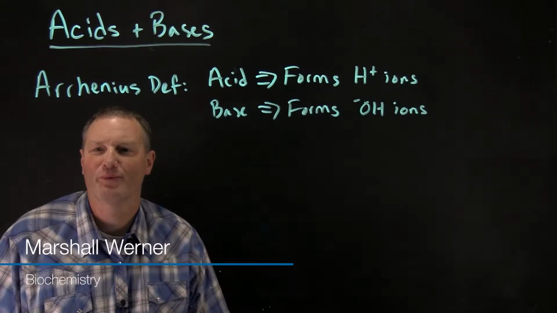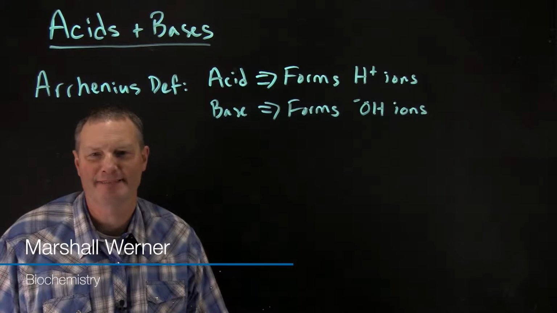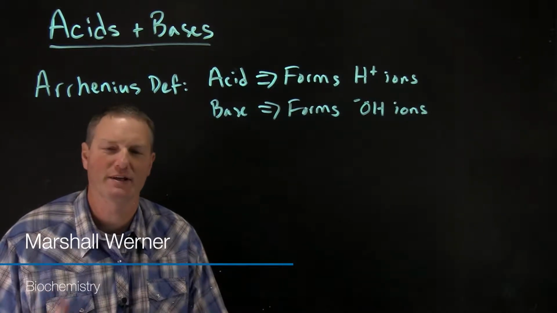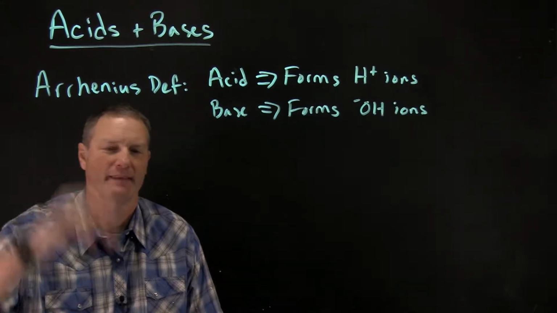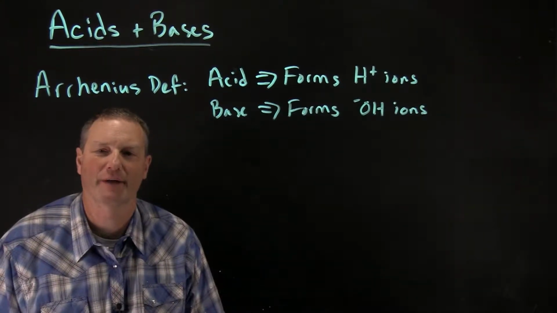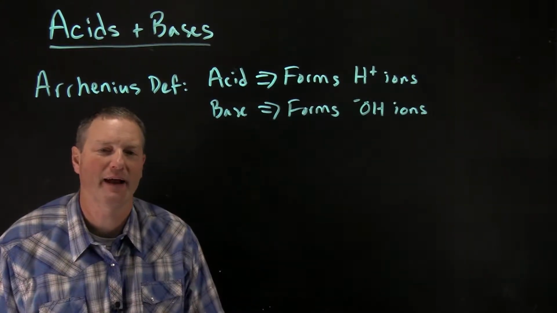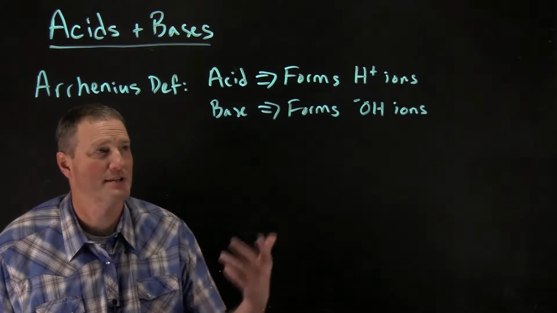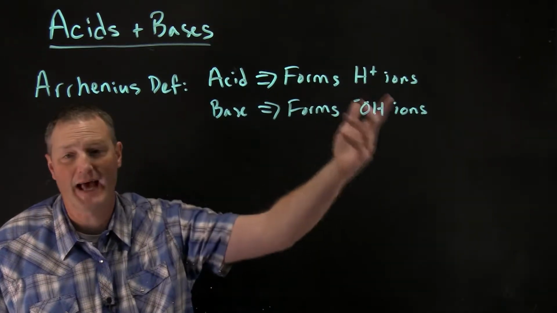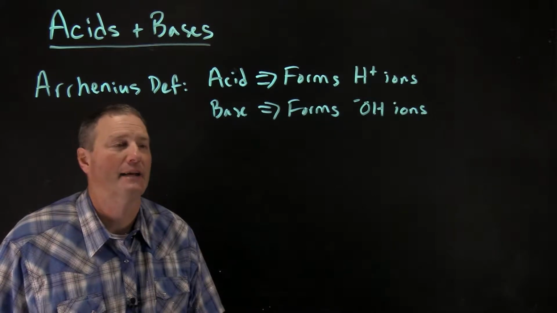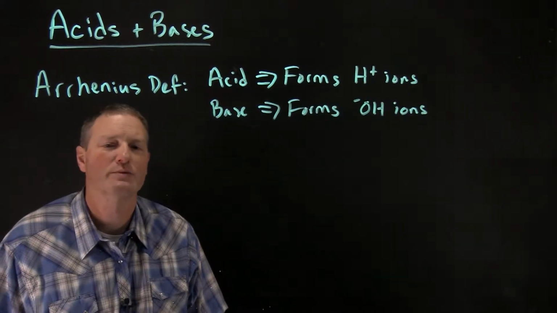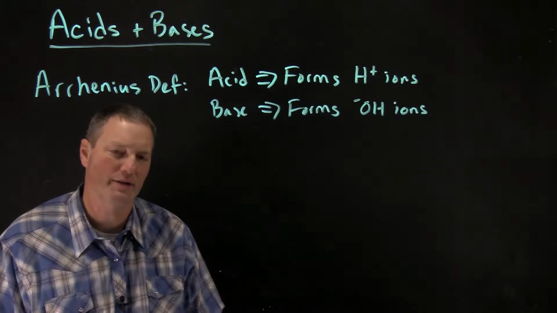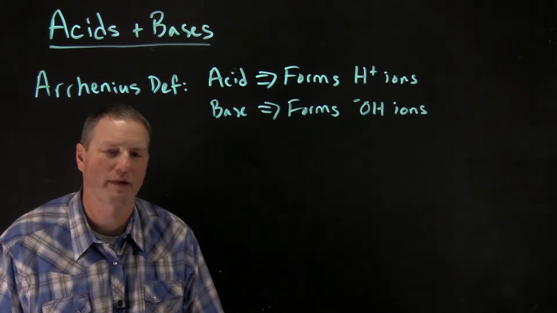All right, in this video, we're going to talk about acids and bases. There are several different ways you can define acids and bases. An older historical definition was by Arrhenius, and he defined acids as a species that forms H+ ions, and conversely, a base is something that forms OH- ions. Now, as we'll see, there are other definitions of acids and bases that are really more useful.